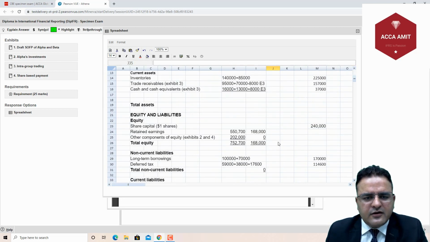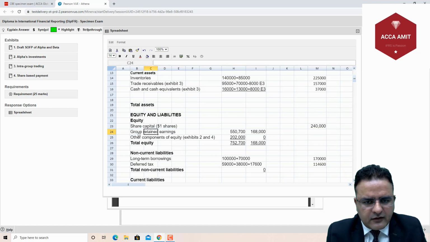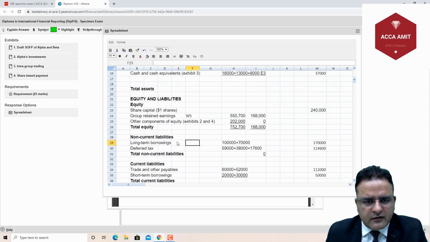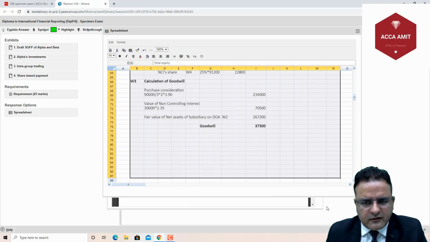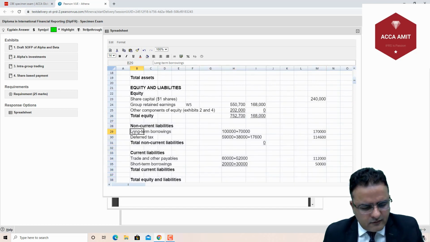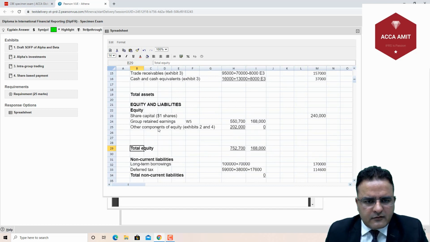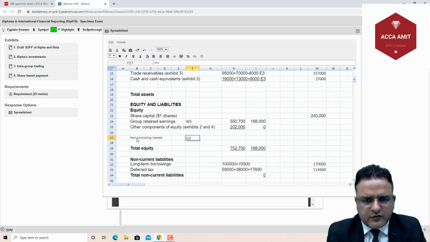We are left with replacing group retained earnings and other components of equity. Group retained earnings will be working note number 5. We'll need space for it. Non-controlling interest will be working note number 4.